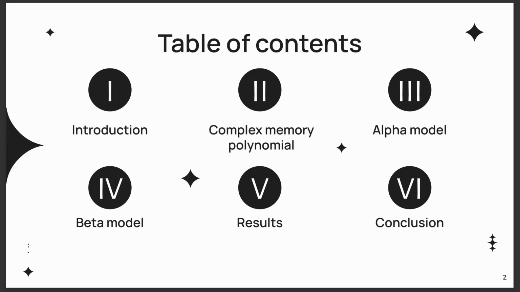We will start with a brief introduction about power amplifiers. Section 2 will review the complex memory polynomial, which is the basis of the model in this paper. In Section 3, the alpha model is reviewed, which will be used as a benchmark. In Section 4, we explain how the beta model was founded and compare the main difference between them. In Section 5, we will present the simulation results and explain how they were calculated. Finally, Section 6 will present the final conclusion about the performance of the models.